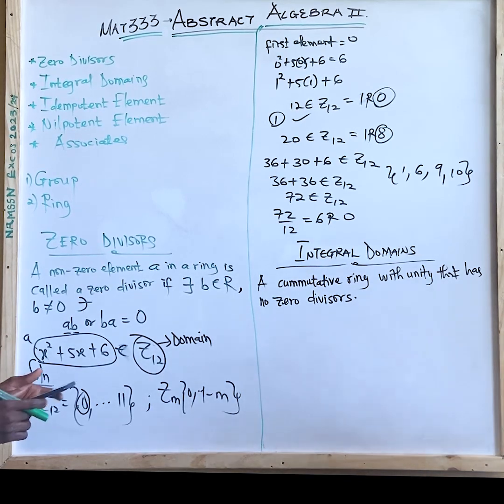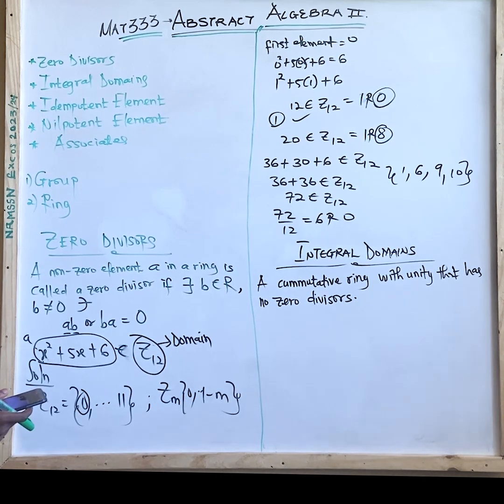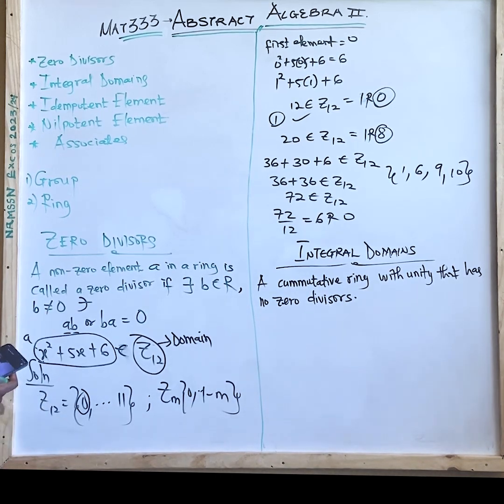Okay, I think there is not much on integral domain. So a commutative ring with unity that has no zero divisors is what we call an integral domain.